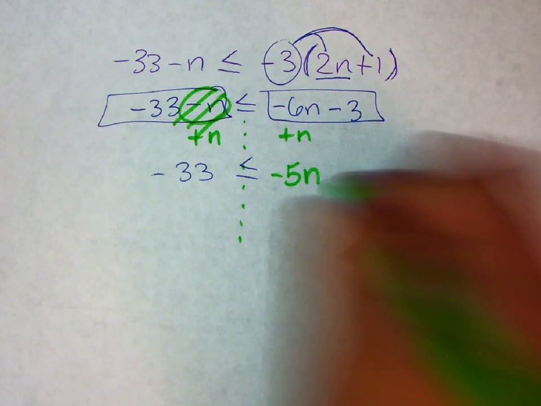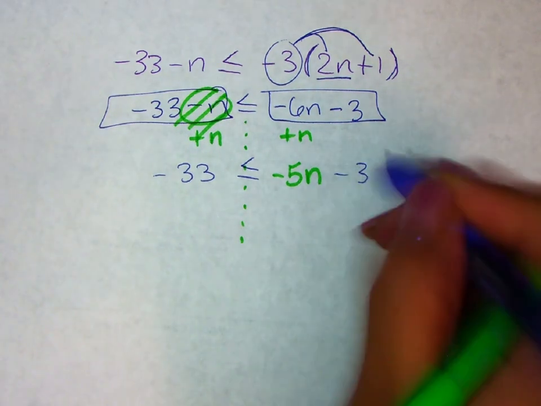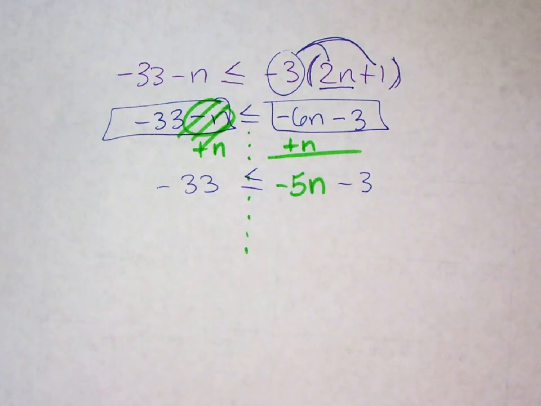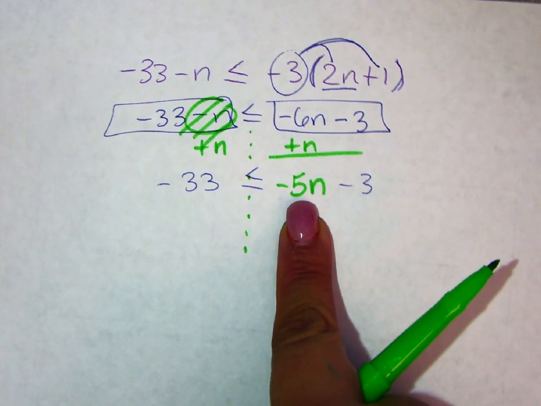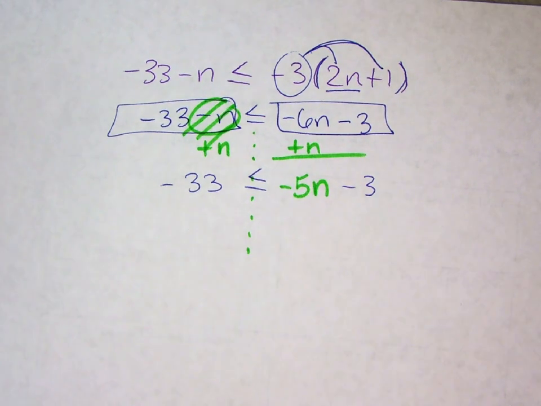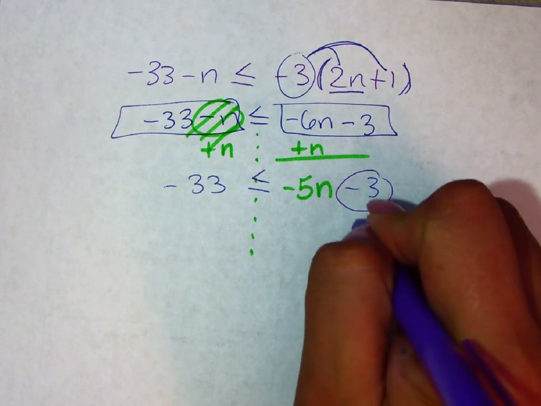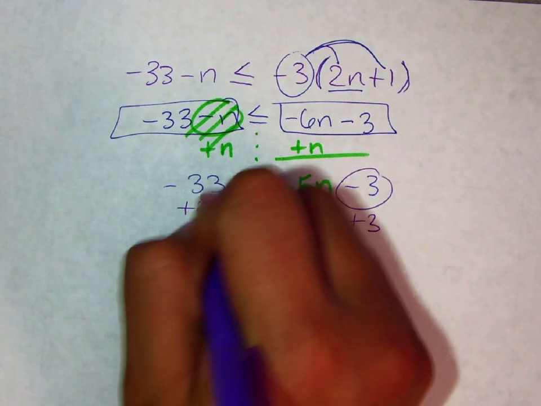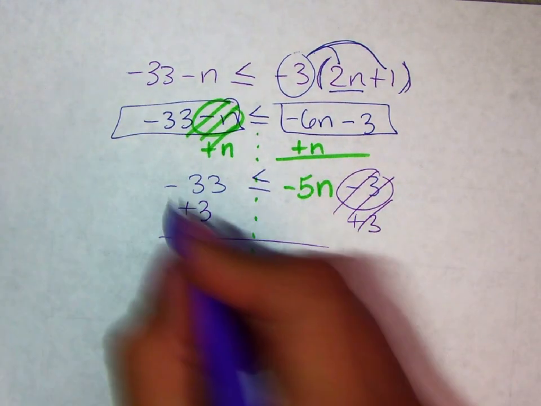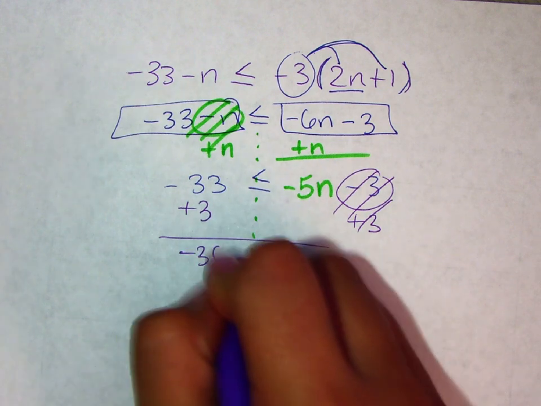negative 5n minus 3. Okay, so now we want to keep the n on the right side and move the number to the left side. So we're going to get rid of that negative 3 by adding 3. And negative 33 plus 3 is negative 30.